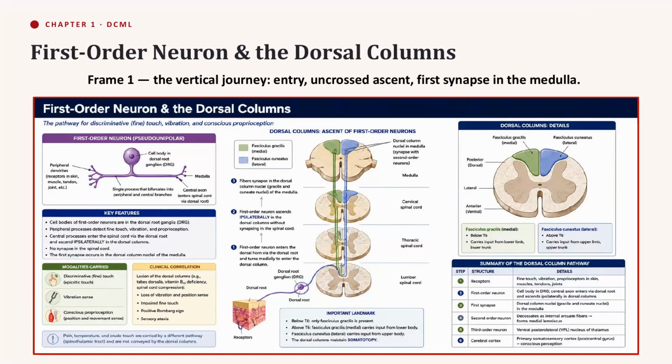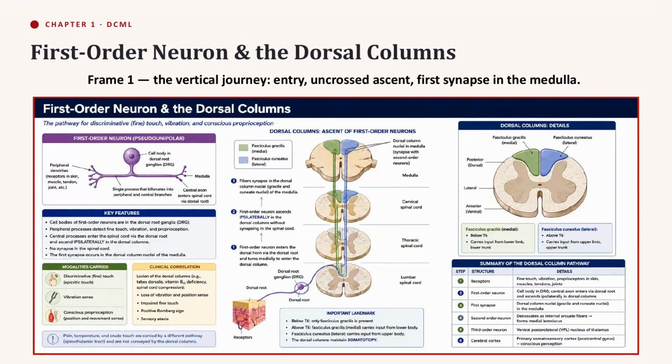Now follow its central axon into the cord and up the center of the slide in 3 steps. It enters through the dorsal root, ascends ipsilaterally without synapsing, and makes its first synapse only up in the medulla, in the gracile and cuneate nuclei. Ipsilateral, no synapse until the medulla. That single fact is why dorsal column signs stay on the same side as the lesion.